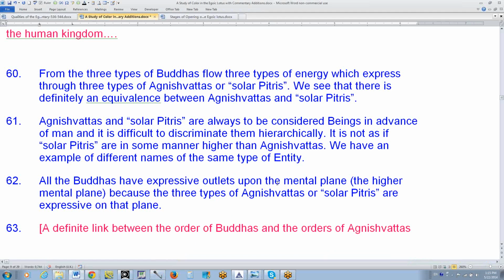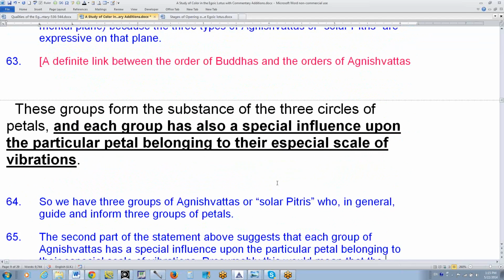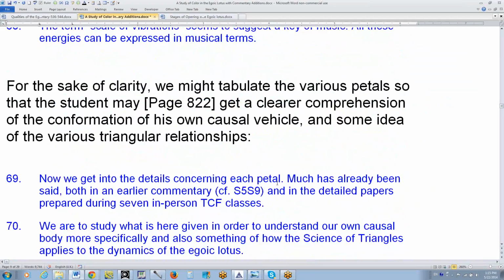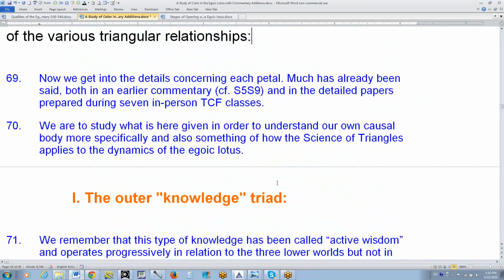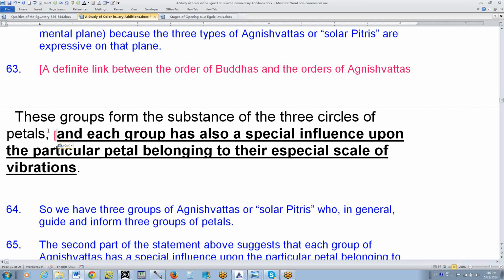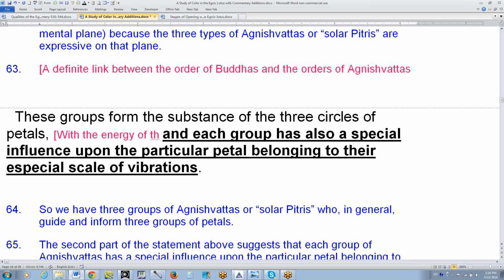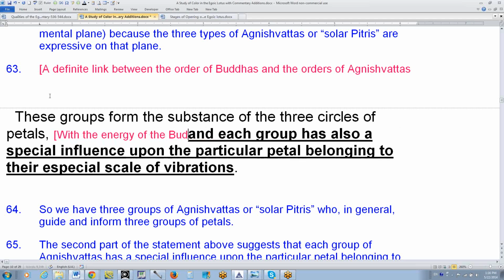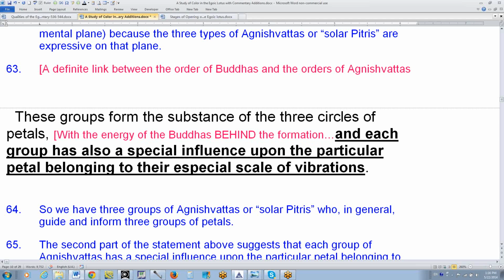All right. These groups form the substance of the three circles of petals, with the energy of the Buddhas behind the formation. And each group has also a special influence upon the particular petal belonging to their especial scale of vibrations. So all of this is mathematically worked out.